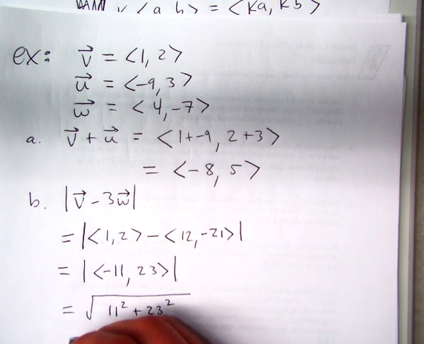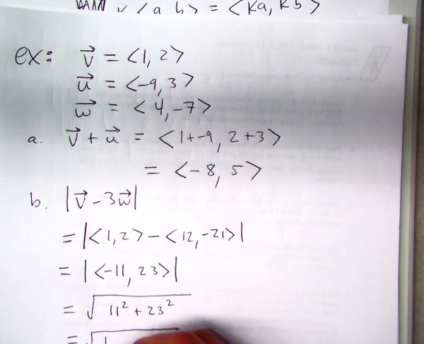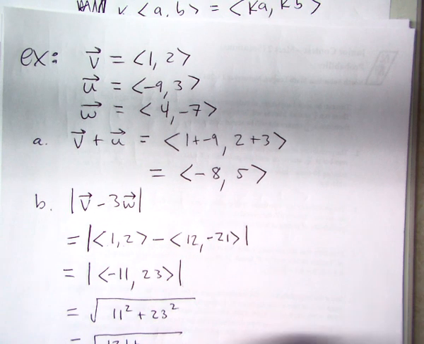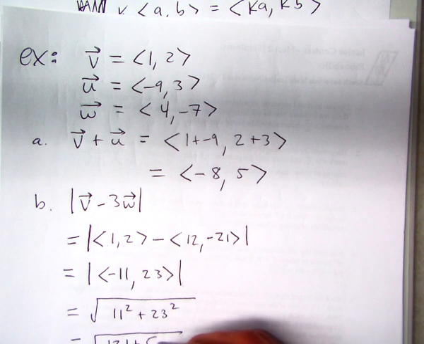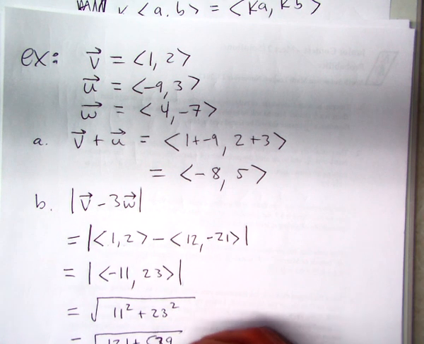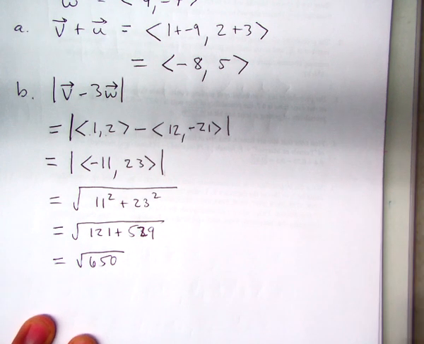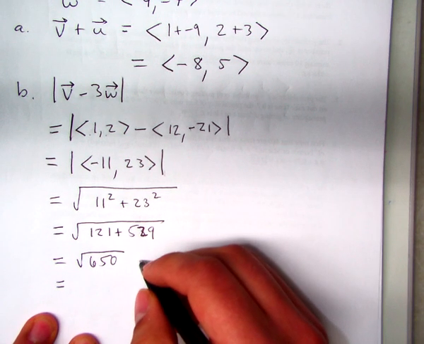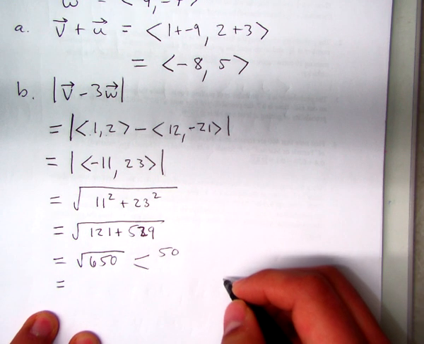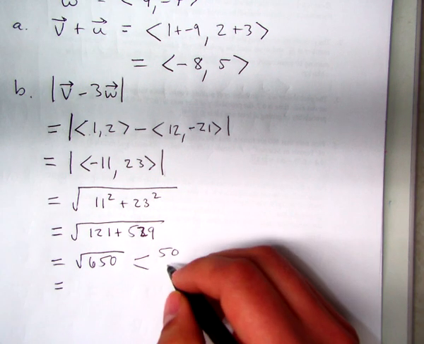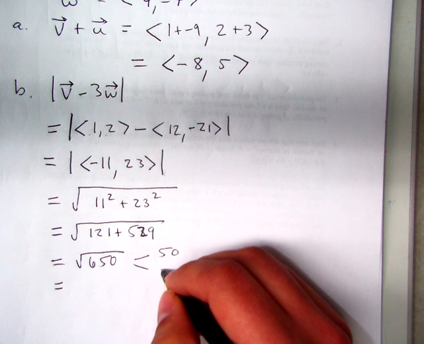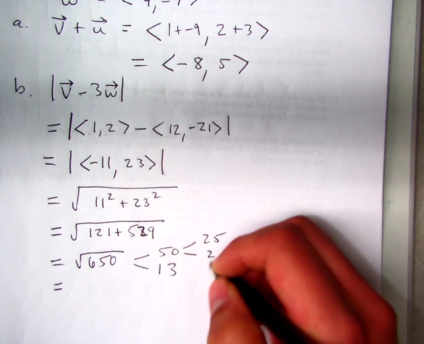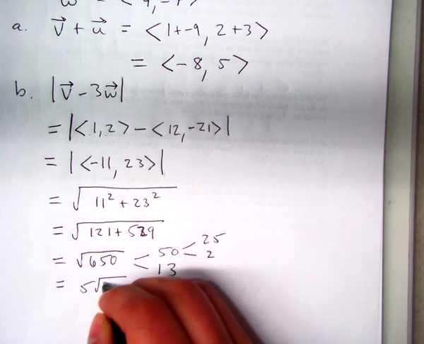It's that easy. Now I need some help, though. What is this? 121. The total is 650. Just for completeness's sake, what's 23 squared? 529. Thank you. Yep. 650 will reduce. Let's see, what is that? 50 times what? 50 and 13? So 13 can't reduce, but 50 is 25 and 2, so this will be 5 root 26. Good.